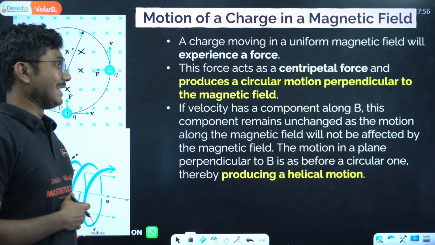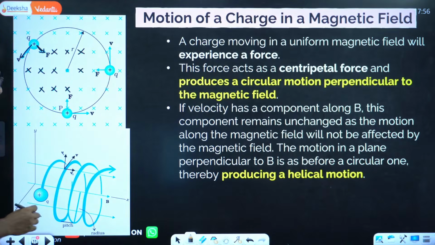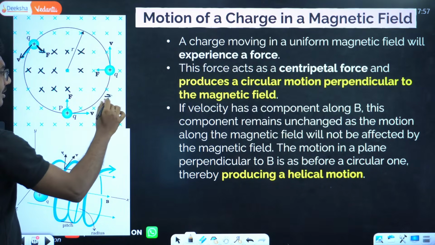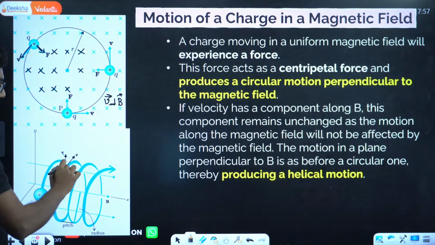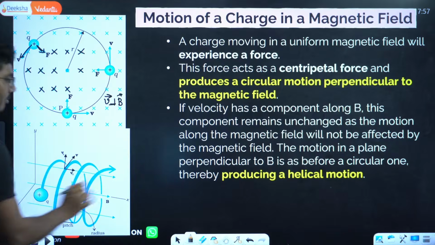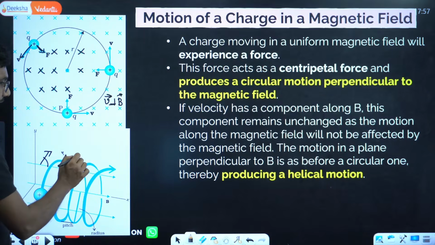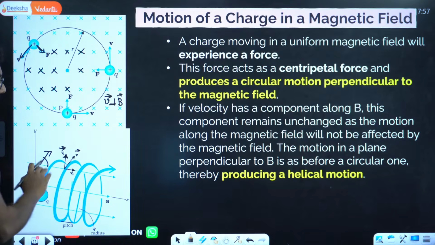If velocity has a component along the B, now suppose they are not directly perpendicular, okay, the angle is not 90 degrees. So if V and B are perpendicular to each other, then this happens. But if they are not perpendicular, so this is the direction of V, this is the direction of B, the angle between the velocity vector and B is not 90. So in that case, you can divide this velocity vector into two components. One is perpendicular, one is parallel.